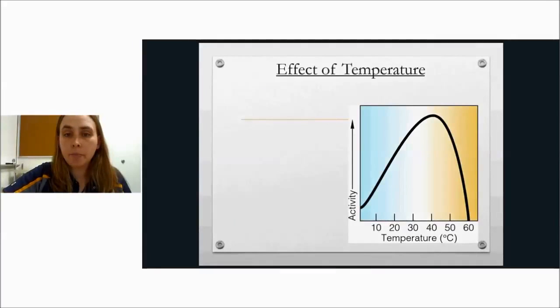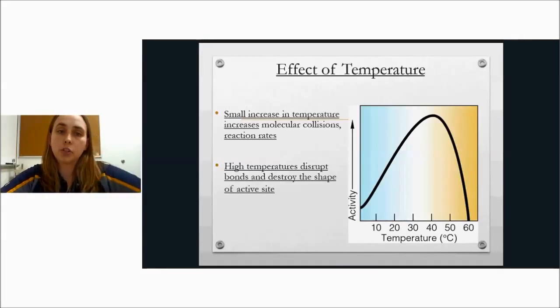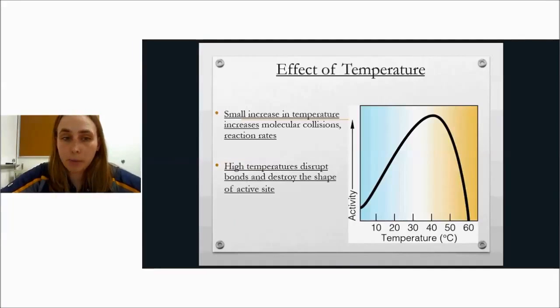The effect of temperature on enzyme activity, this graph shows this. Small increases in temperature increase molecular collision or increase the rate of reaction, but high temperature will disrupt the bonds and destroy the shape of the active site. So it's showing as you increase small amounts, it's good, it helps the reaction, but once you get too hot, there's a level where it just destroys all the proteins and they can't work at all.